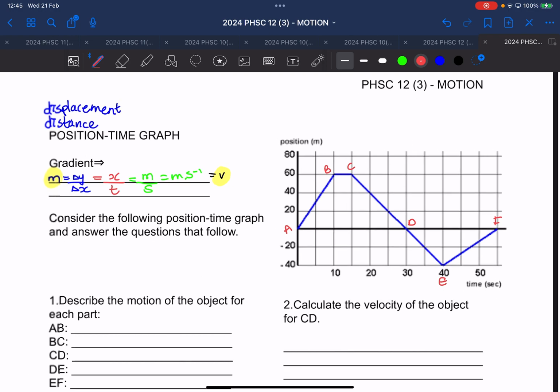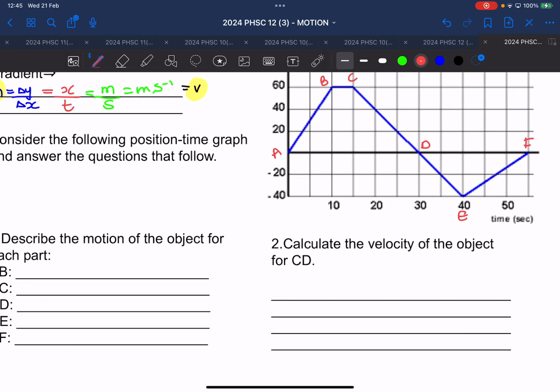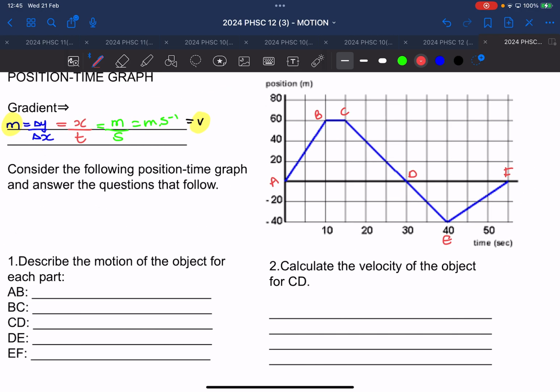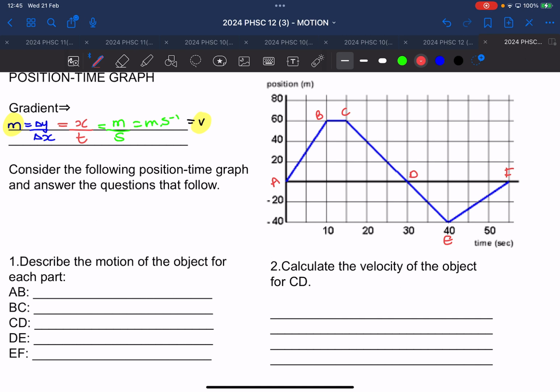Alright, so they asked there, describe the motion of the object for each part. That was my exercise for the day. AB. Okay, so we see constant positive velocity. So it means it's moving in the positive direction. So it has constant positive velocity. So it means it's going forward.